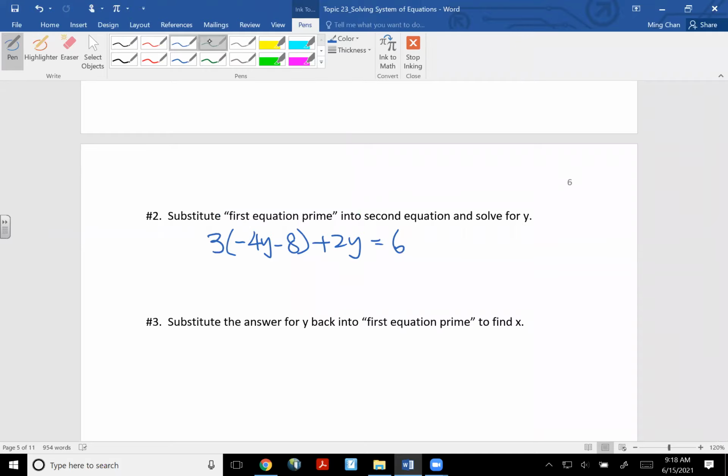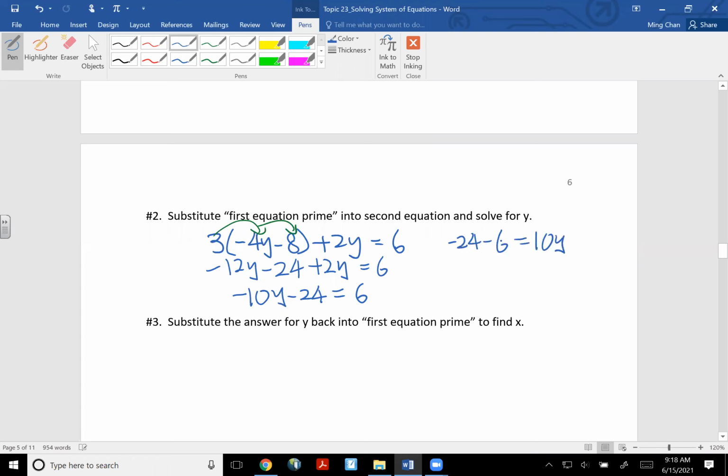So here I'm going to distribute. That's negative 12y minus 24 plus 2y equal to 6. Combine like terms, that should be negative 10y minus 24 equal to 6. So I'm going to move my negative 10y over, move my 6 back to the left side. So I should get negative 24 minus 6 equal to positive 10y. So this is negative 30 equal to 10y. Divide both sides by 10, y is equal to negative 3.